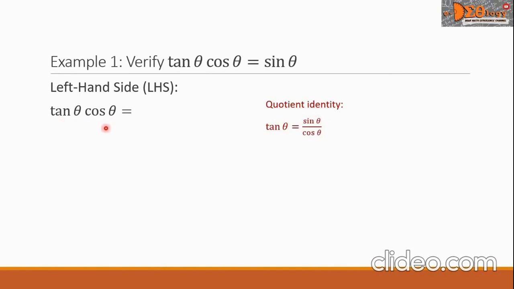So the left-hand side becomes sine theta over cosine theta, replacing the tangent theta, times the cosine theta I simply copied. And from here, I can see that the cosine theta can be cancelled with the denominator, which is cosine theta also. After the cancellation, only the sine theta will remain. And we can see here that the left-hand side is now equal to the right-hand side. And we are able to prove that the left-hand side is equal to the right-hand side.